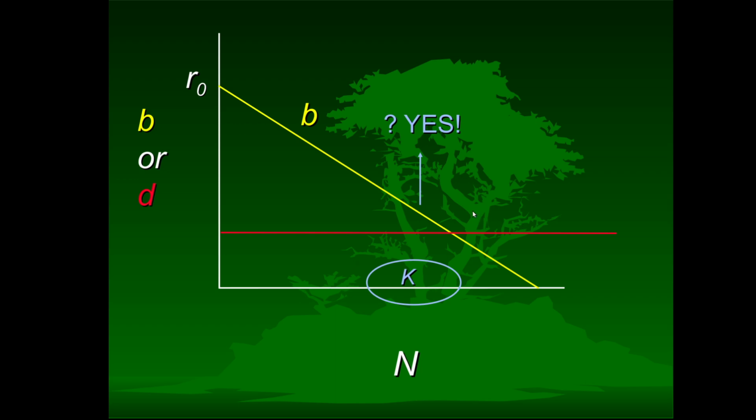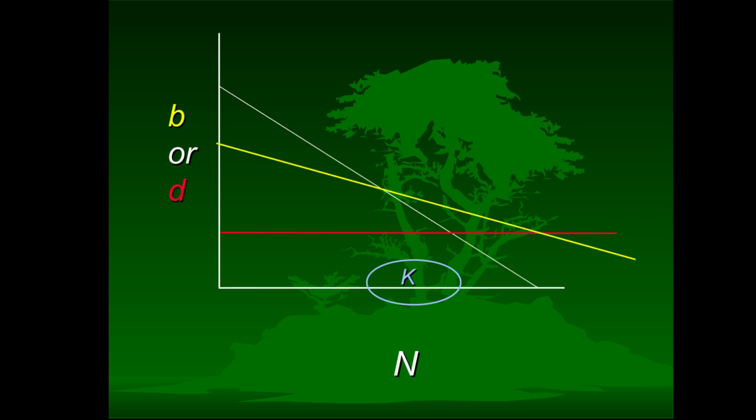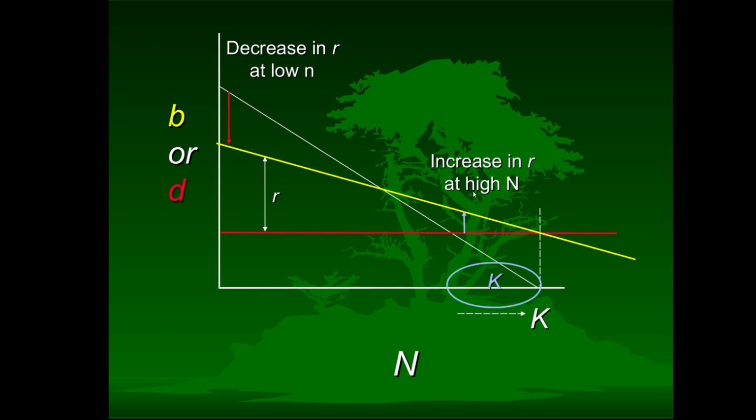So K-selected populations are predicted to evolve higher carrying capacity, increasing the birth rate curve at a high population size. Increase in little r at high n, which, because of trade-offs, will most likely cause a decrease in little r at low n. But ultimately, what's happening is that you've got a new carrying capacity. You've increased the carrying capacity.